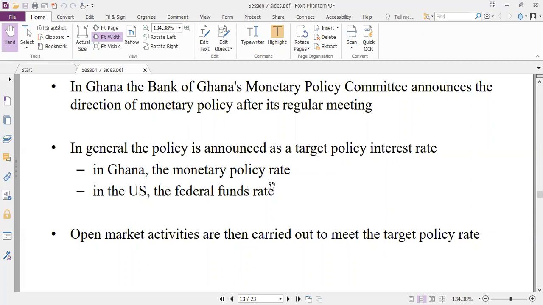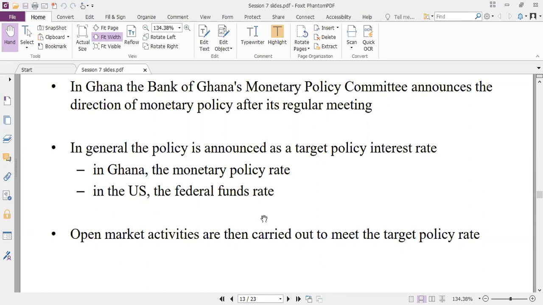Depending on how the examiner would want to confuse you in the exams, when you see the federal rate, basically it means we are in the US, and instead of calling it monetary policy rate, he's calling it the federal rate. When you are in the UK, they will call it the bank rate. So we should just take note of these basic terms that we are using here.